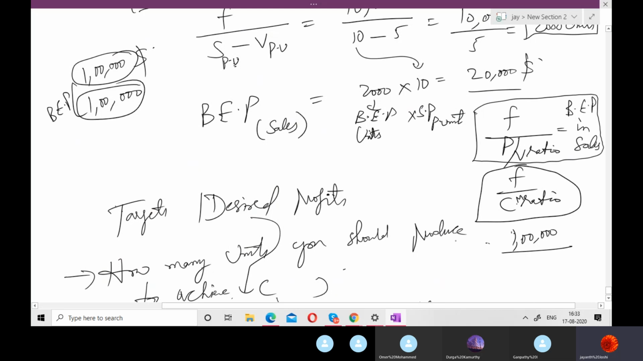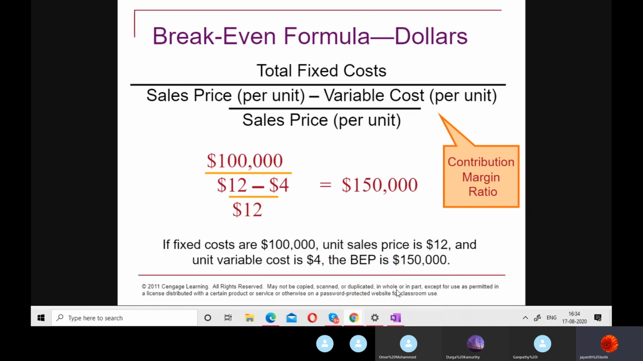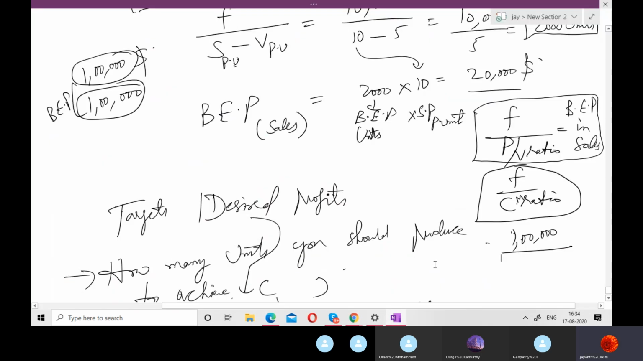Divided by PV ratio. Contribution margin ratio is nothing but contribution by sales. Contribution is nothing but sales minus variable cost. So what is your sales minus variable cost? 12 minus 4. Contribution margin ratio is contribution by sales, or sales minus variable cost by sales: 12 minus 4 by 12.